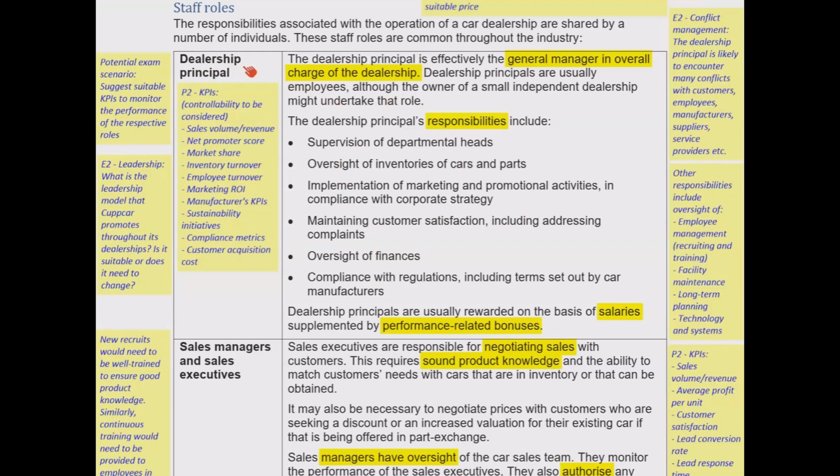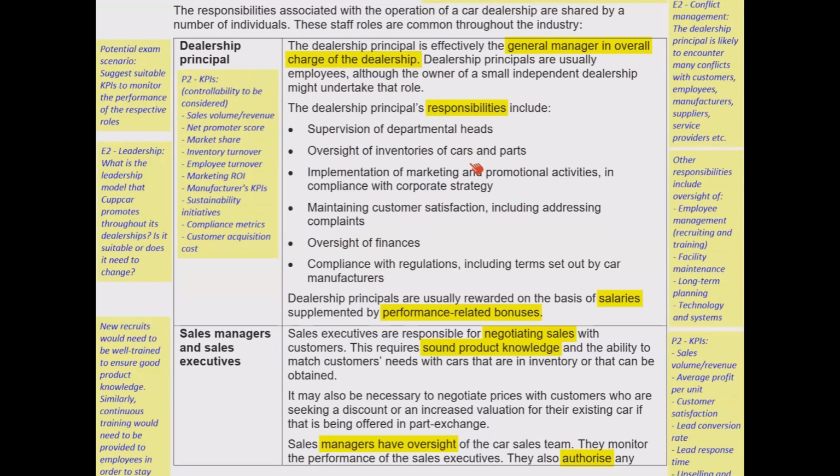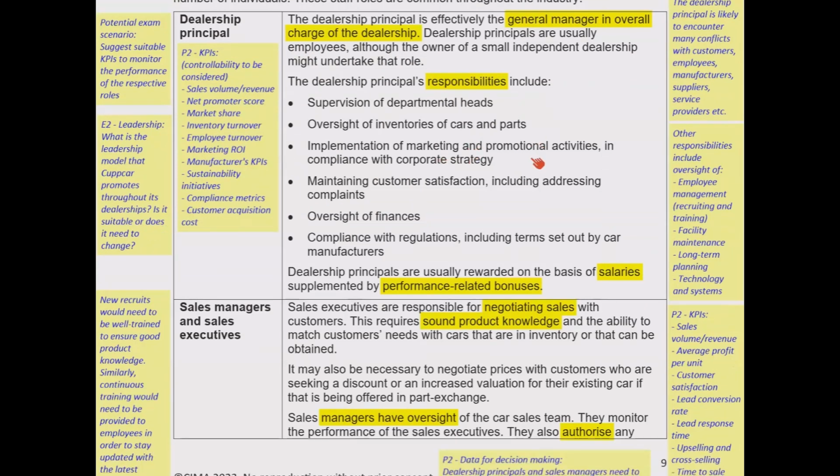Also, please do think a bit of E2, leadership models, ADARE and others. We might find given to us in the exam a bit about the culture in a dealership at Cuppcar. We might need to talk about management styles. We might be given a change that's going to happen within a dealership, and we might be asked about the nature of the management and how perhaps that should change. So leadership and management styles could be important here.